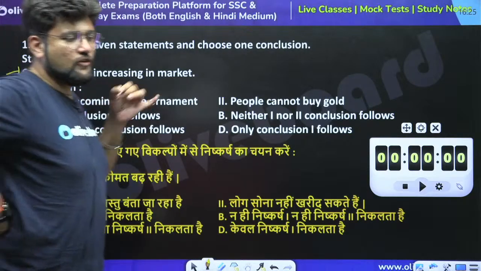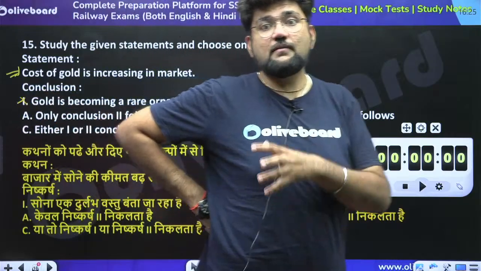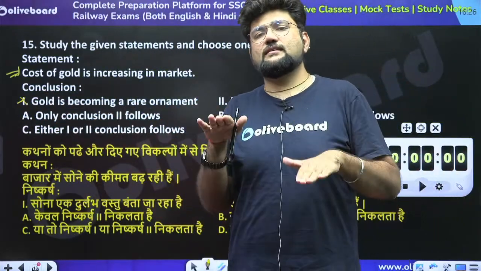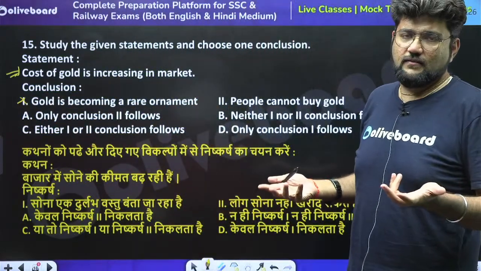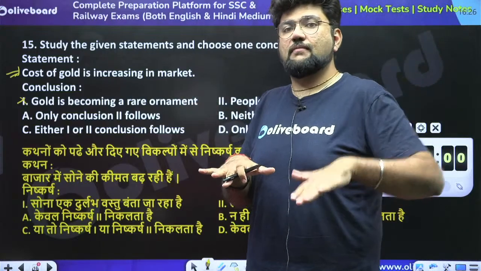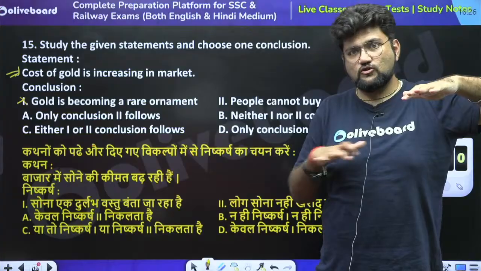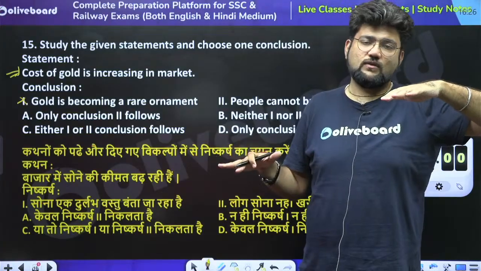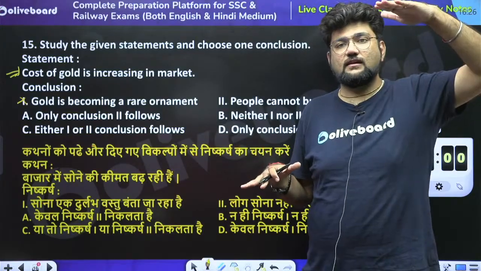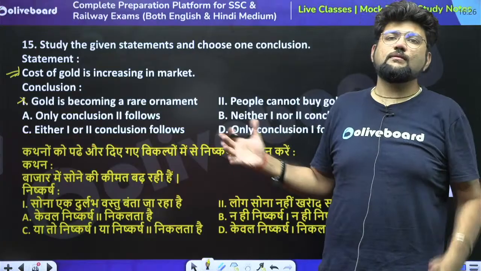If cost of anything increases, it does not mean that it has become rare. It simply means that there is an imbalance of demand and supply. Maybe the supply is the same, but the demand has risen. So it's not rare. It's still there, as much in abundance as it was before, but the demand has increased. So because of the demand supply gap, the prices are increasing.